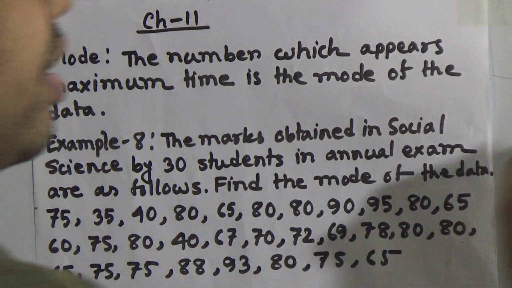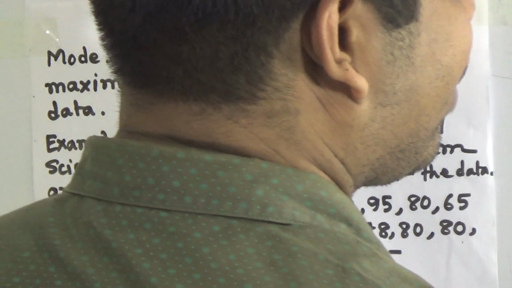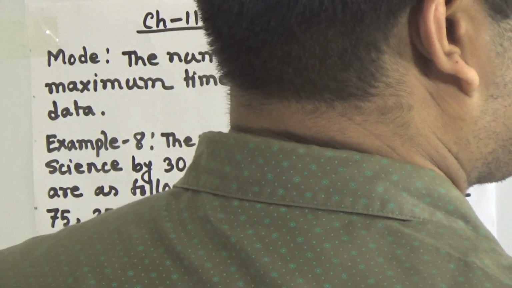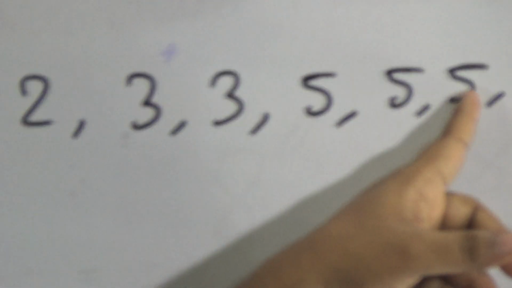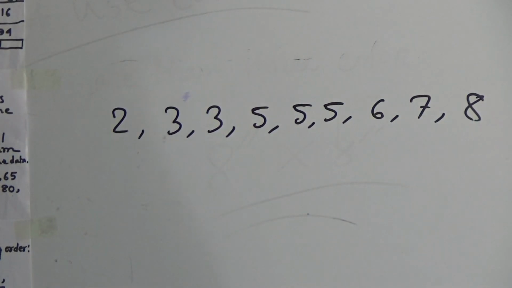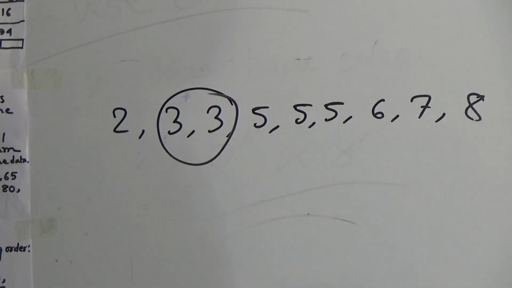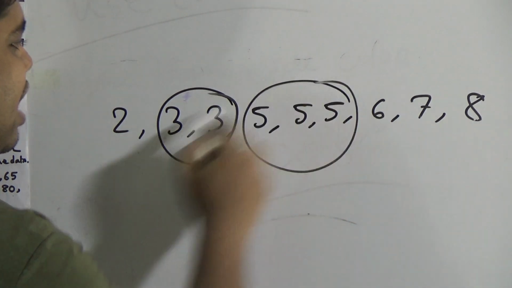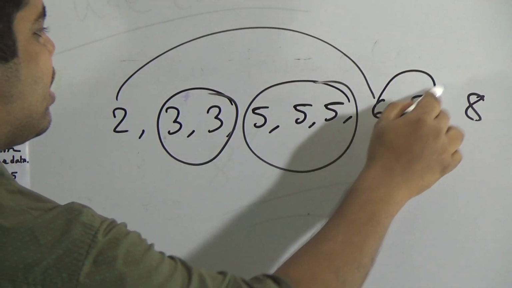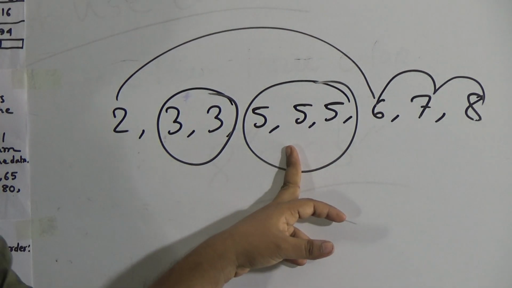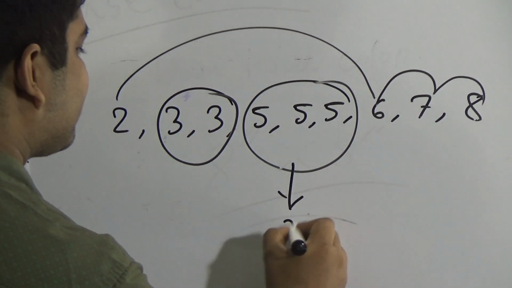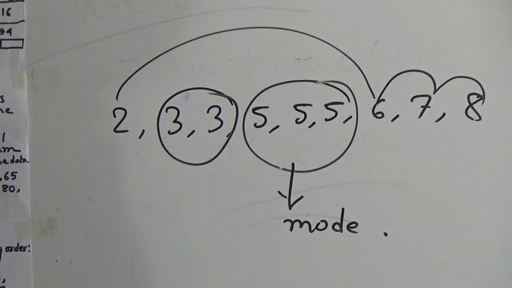So my dear students, please notice 2, 3, 3, 5, 5, 5, 6, 7, 8. So how many data are there? Notice 1, 2, 3, 4, 5, 6, 7, 8, 9. There are 9 data. Now notice 3 repeats 2 times, 5 repeats 3 times and the rest of the numbers are 1 time each. So we can say 5 repeats the maximum times. So here 5 is the mode of the given data.